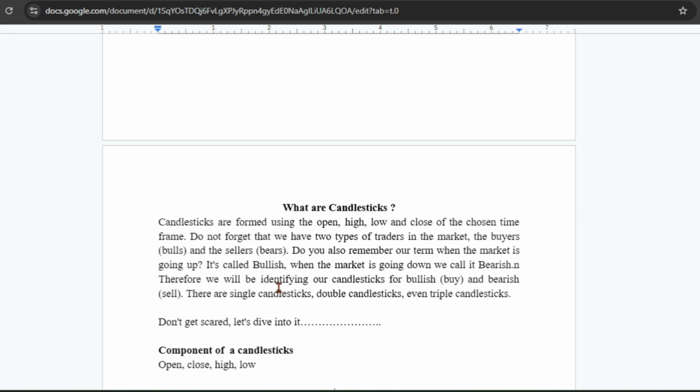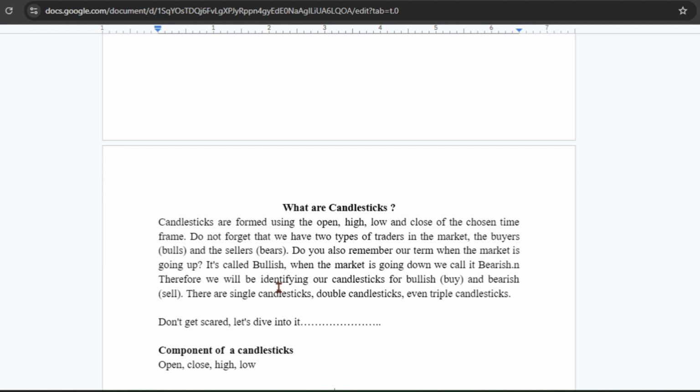Do not forget that we have two types of traders in the markets: the buyers, which are also called the bulls, and the sellers that we call the bears. I hope you remember the terms when we talked about terminologies. When the market is going up, we call it bullish, and when the market is coming down, we call it bearish. Therefore, we will be identifying our candlesticks as bullish, which is buy, and bearish, that is sell.